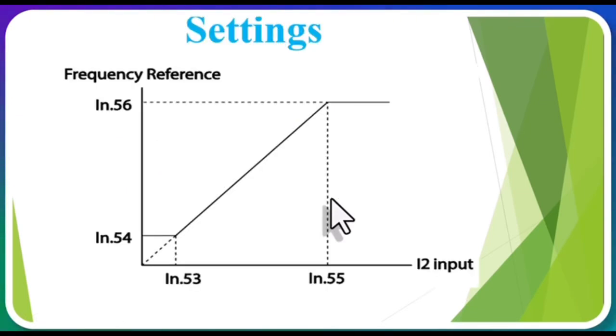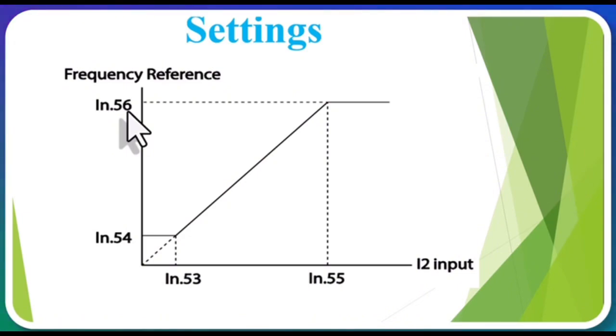For analog current inputs, just like analog voltage inputs, 0 to 10 volts, we need to define 2 points for the inverter. Those points are parameters 53 and 54, minimum current and minimum frequency, and parameters 55 and 56, maximum current and maximum frequency. We need to specify, for example, at the lowest value, at 4 milliamps, what the frequency should be, and in parameter 55, at 20 milliamps, what the frequency should be. Now let's put into practice the settings we've learned together and test the analog current input and output.